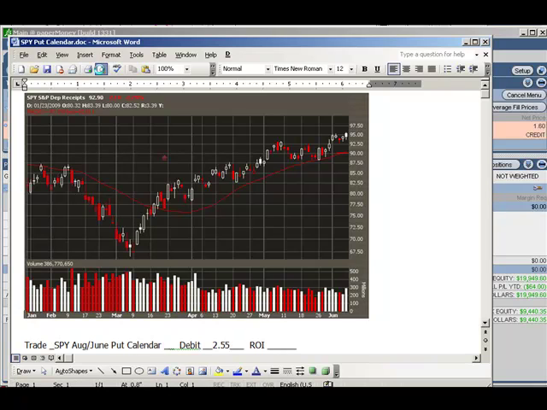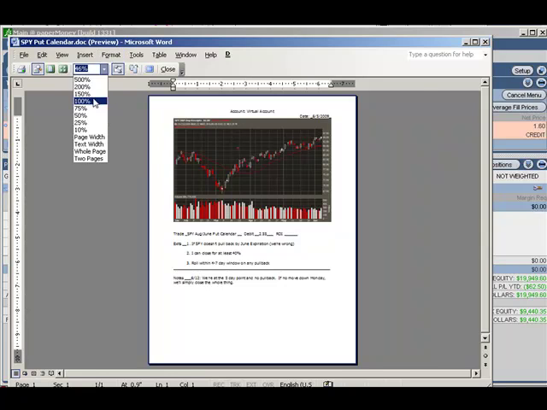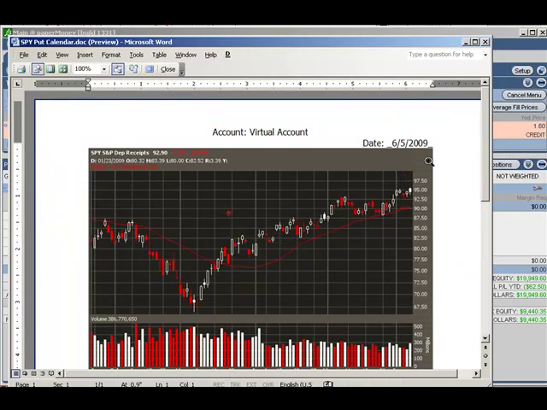What I typically do, and I talked about this in the vertical spread trade, is I like to keep a trade journal on each of my trades that allows me to track my progress, and I can go back and review the position and see what decisions I used to enter the position, what decisions I used to close the position, and so forth.